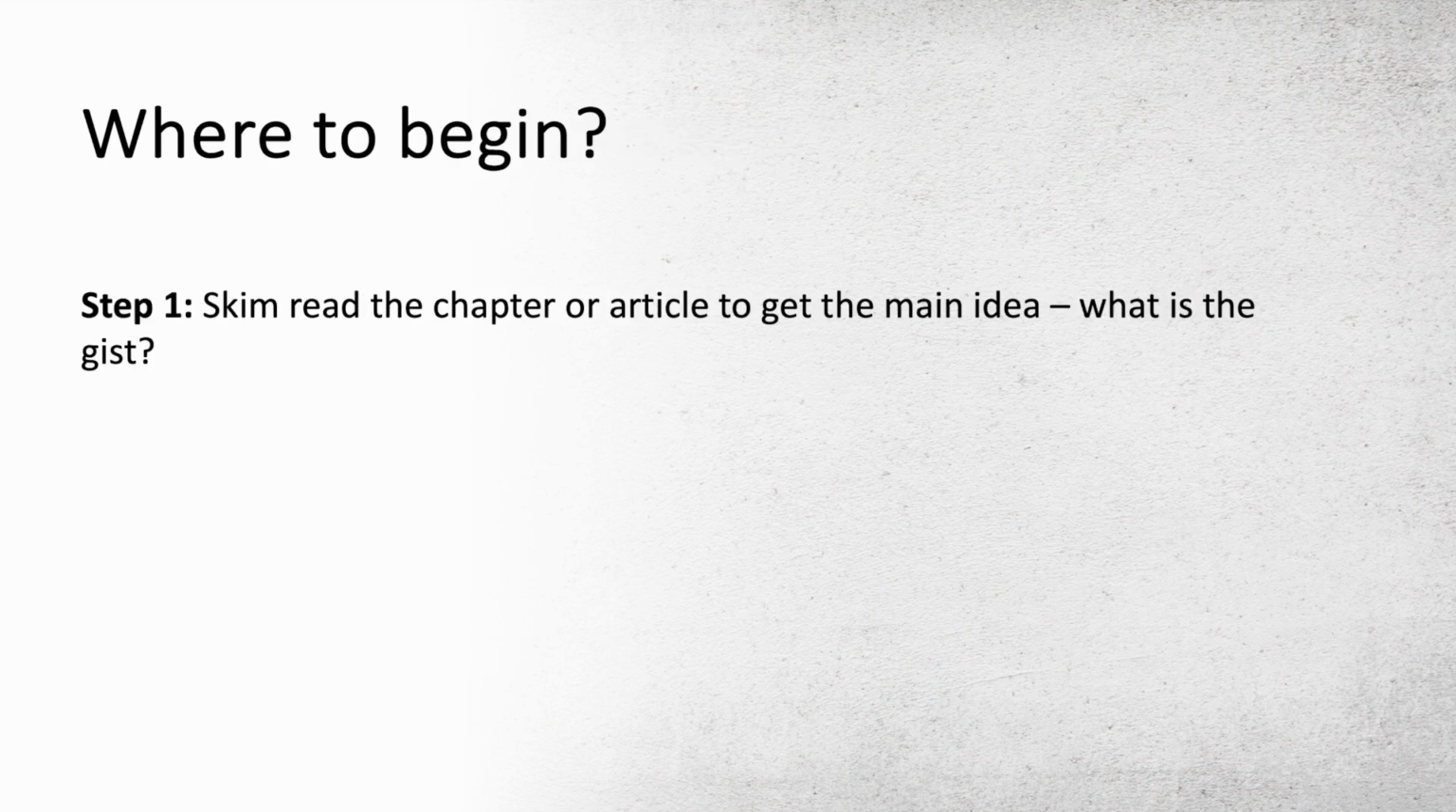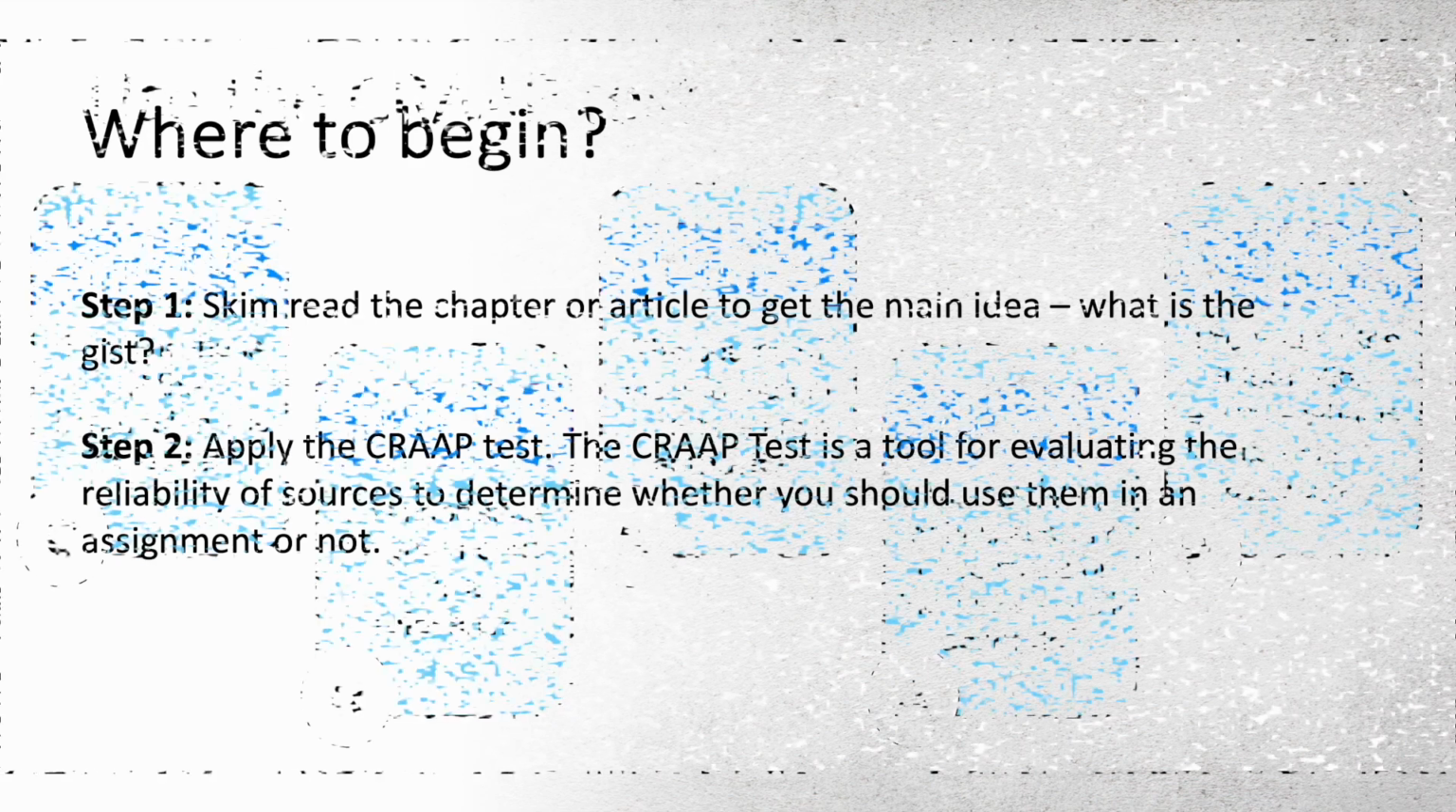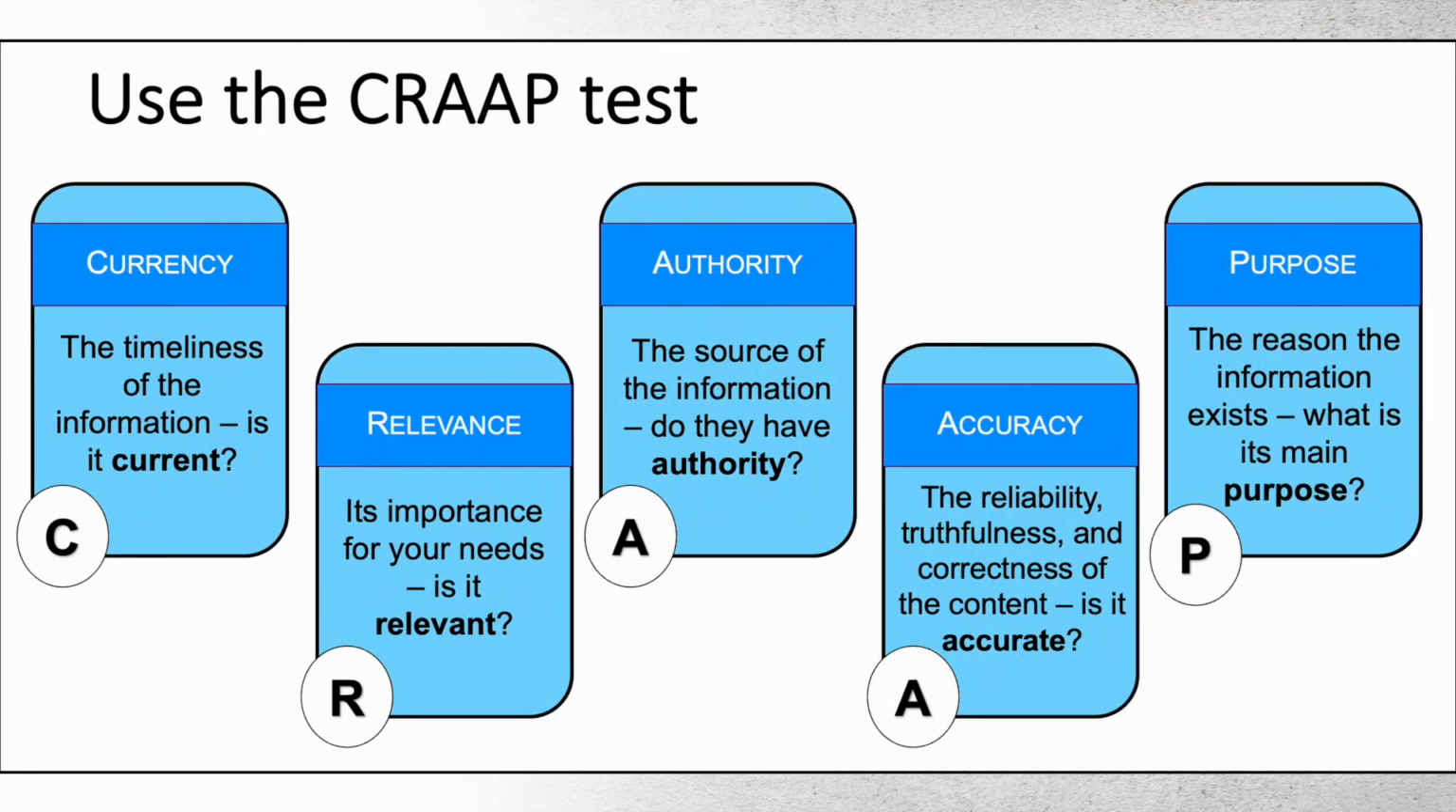Skim read the chapter or article to get the main idea. What is the gist of the thing that you are reading? Step 2, apply the CRAP test. The CRAP test is a tool for evaluating the reliability of sources to determine whether you should use them in an assignment or not. And here is the CRAP test. We've done a bit of gist reading. Now let's check the currency.